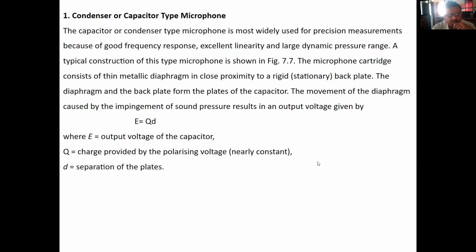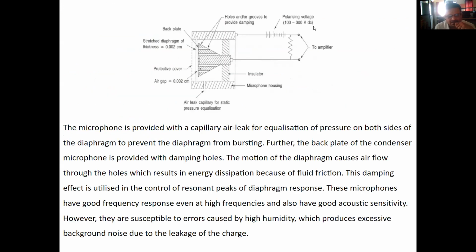First is the condenser or capacitor type microphone. This is the diagram of the condenser or capacitor type of microphone. See, capacitor means what? Two parallel plates are there. Therefore, the same thing is here. This is one thin diaphragm, and parallel to this, another construction is there, and this is also acting as one plate. Now, in this housing, these holes are provided for damping or air circulation. Now we'll see its working.